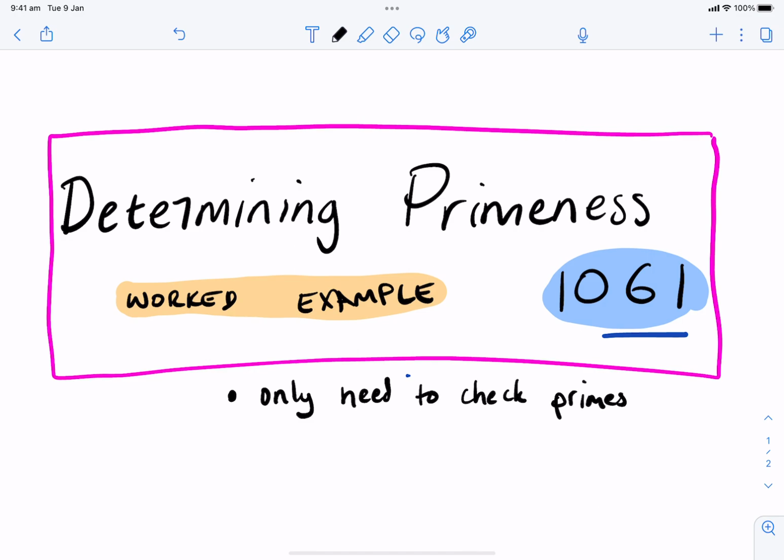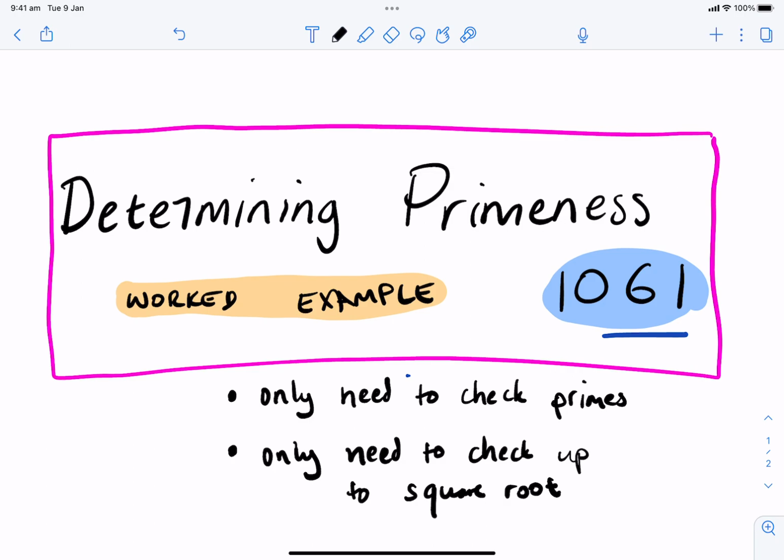So for a number like 1061, I don't need to go through 2, 3, 4, 5, 6, 7, 8, 9, 10, etc. I don't need to go through all of those numbers if I'm just determining primeness. And the second thing is that I only need to go up to the square root. So check up to the square root.